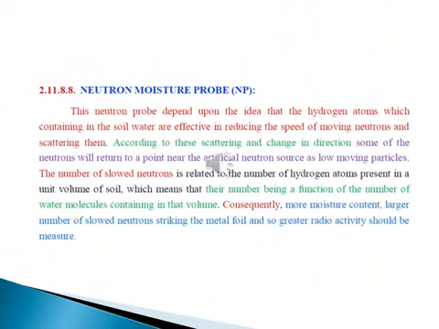The neutron moisture probe depends upon the idea that the hydrogen atoms contained in the soil water are effective in reducing the speed of moving neutrons and scattering them. According to this scattering and change in direction, some of the neutrons will return to a point near the artificial neutron source as slow-moving particles, which means that their number is a function of the number of water molecules contained in the volume.